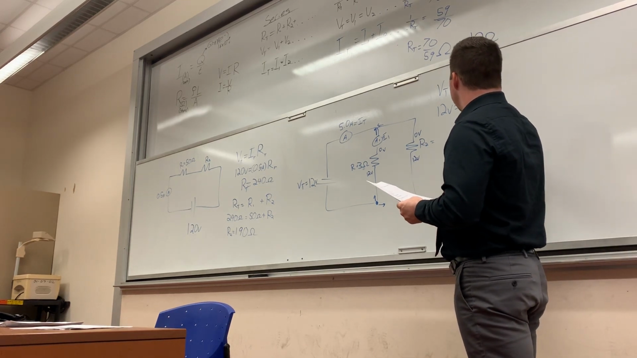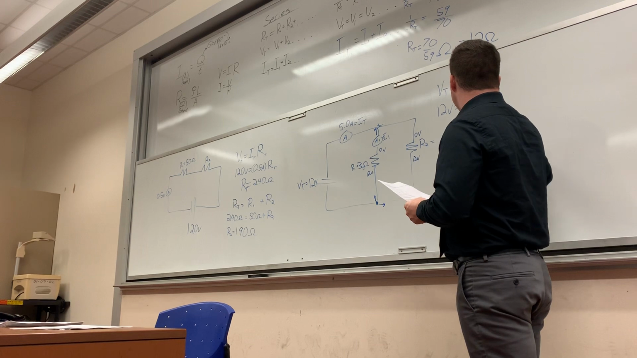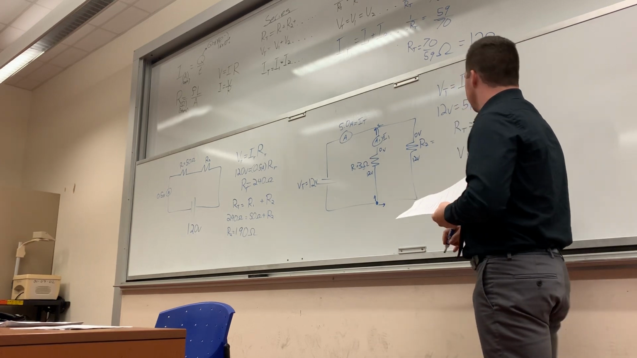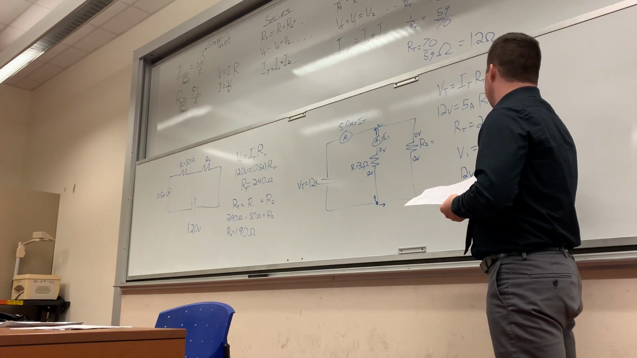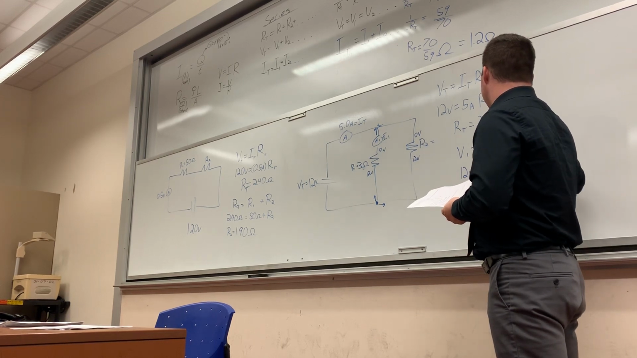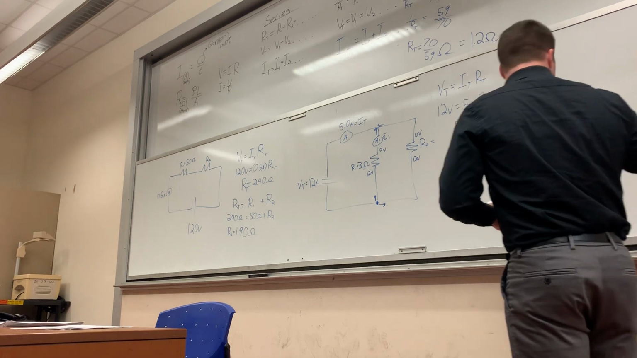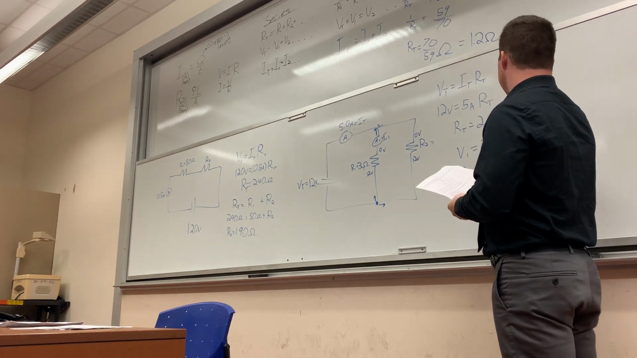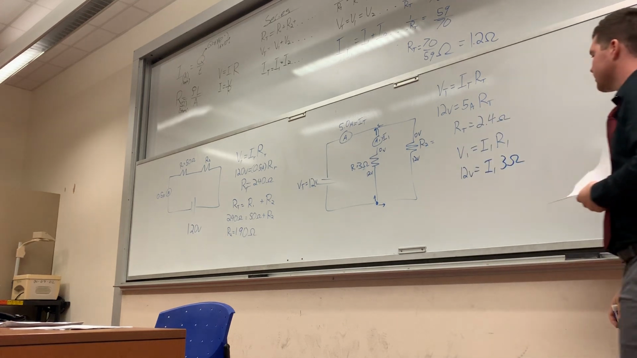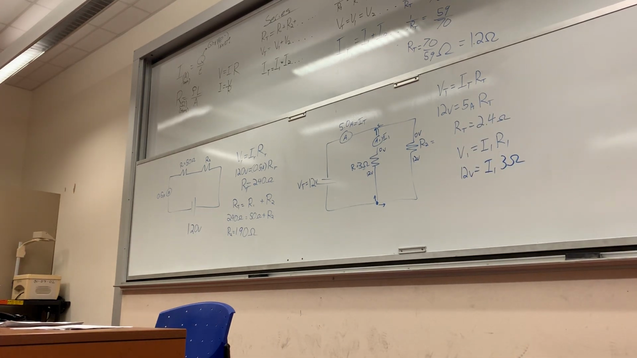So we could do V1, I1, R1. 12 volts gives us the current times 3. So I1 in this case would equal 4 amps.